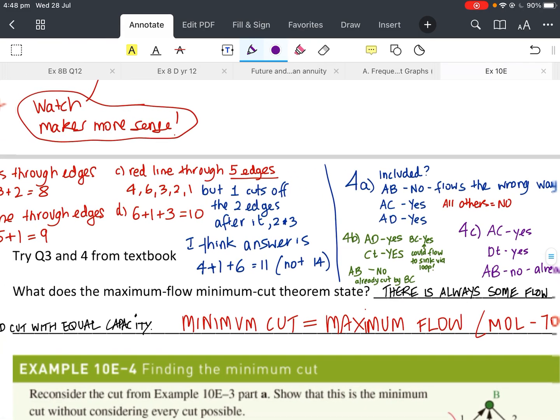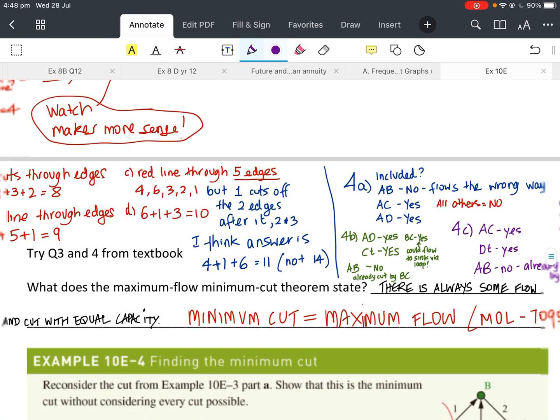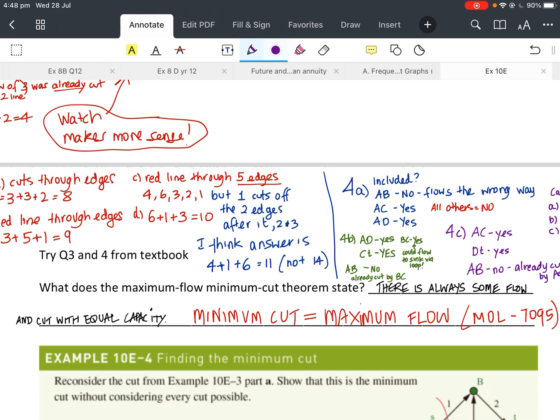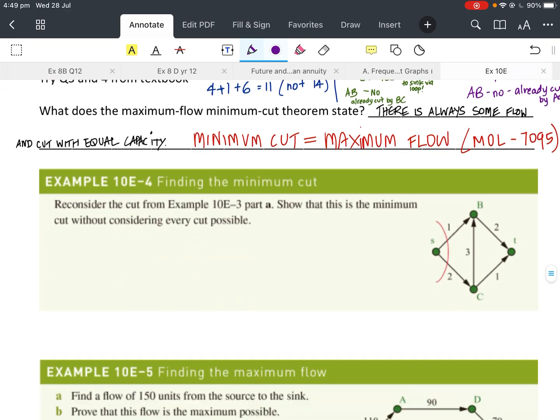All right, and the next one, what does the maximum flow minimum cut theorem state? So if you go to the next page in your textbook, give me a sec, it states pretty much what I just said already, that there's always going to be some flow and cut that have an equal capacity. So pretty much from Maths Online, your minimum cut is going to equal your maximum flow. Okay, and again, if you haven't watched that, I really suggest you do because it was good.